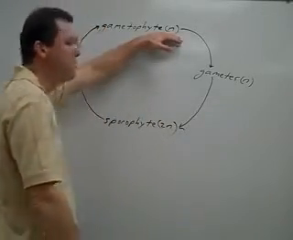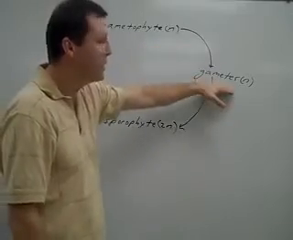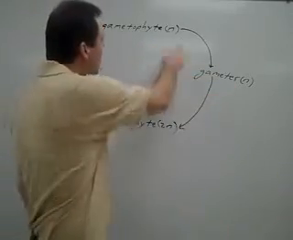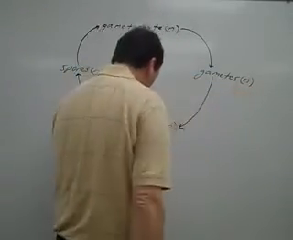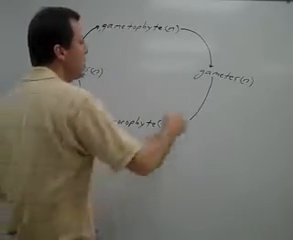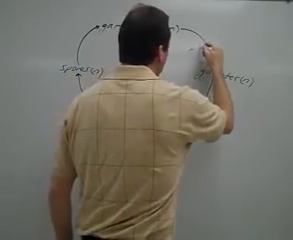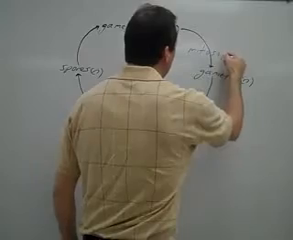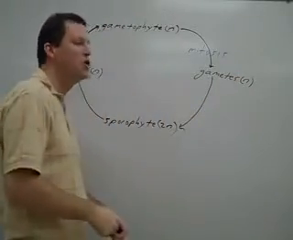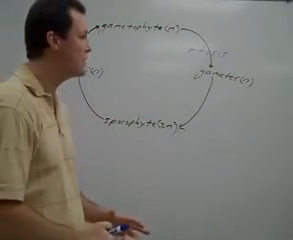How do we actually get from the gametophyte to gametes? Well, we're going from n to n. So the process we're going to use for this is mitosis. Mitosis is going to give us genetically identical cells.